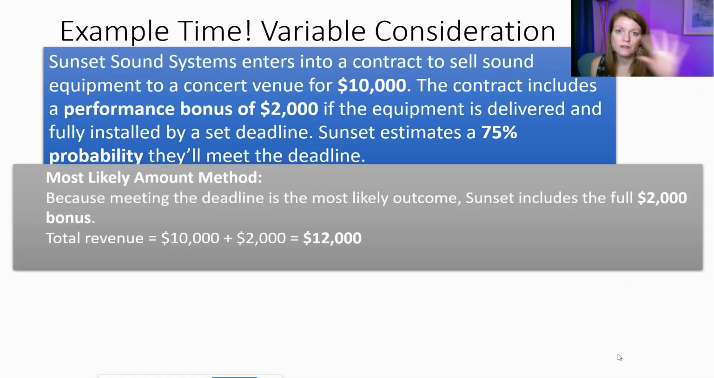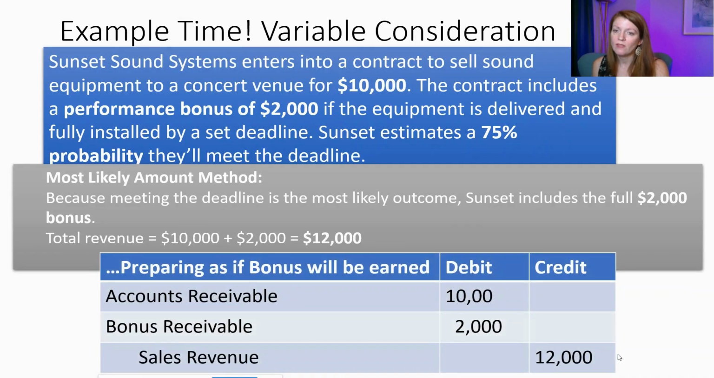So we'll go ahead and record the full $10,000 revenue for the equipment plus the $2,000 bonus, because that is most likely to happen. It's a 75% chance. So we show accounts receivable for $10,000, missing a 0 there, and bonus receivable for $2,000. So total sales revenue is $12,000.